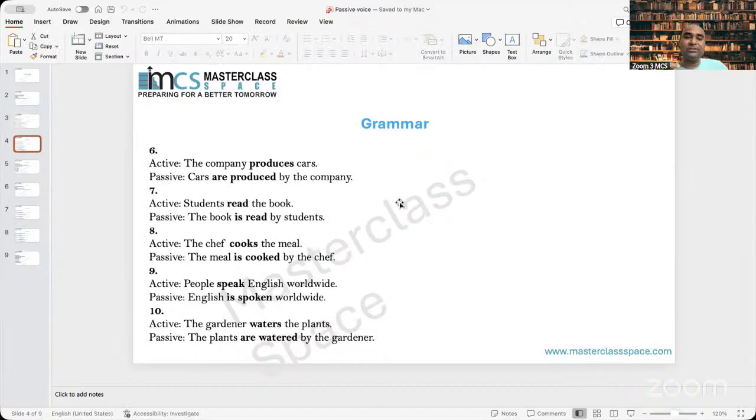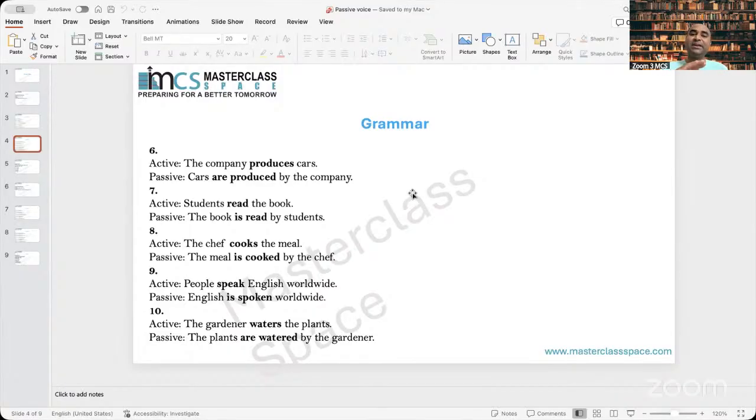Now, the company produces cars. So the cars are, right? Cars are produced by company. So did you see? Your job is, when you look at a sentence, at the same time you can convert passive into active. That we will discuss also with the same example.